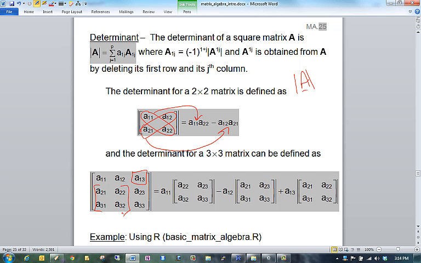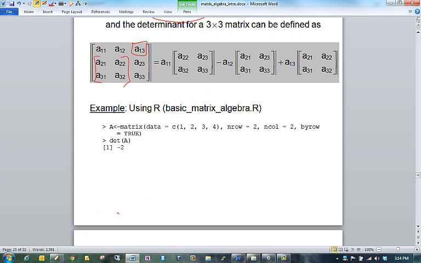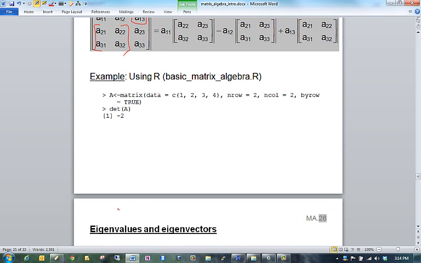As you can see, the calculations aren't the most interesting in the world, so that's why we typically will use a computer. But again, it's important to know how to do it in the 2 by 2 setting. So, using R, very simple. Here's my matrix A. To take the determinant, there's a function called det for determinant. There you go.